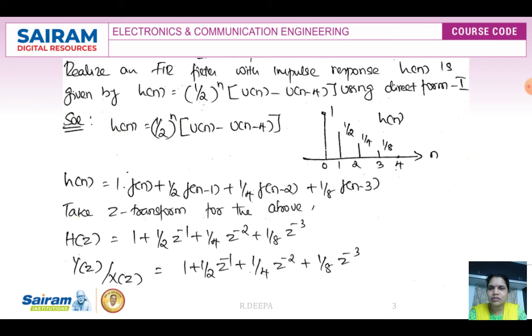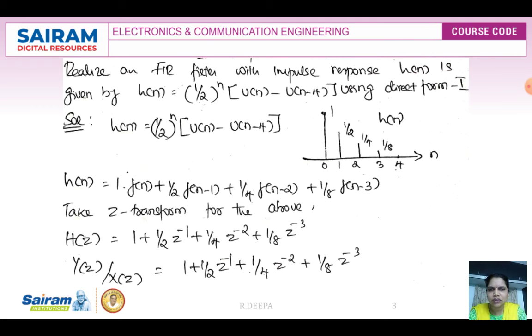So the solution is, first take down the given h of n. It is 1 by 2 power of n, u of n minus u of n minus 4. Let us draw this h of n first. u of n minus u of n minus 4 will be 1 from n is equal to 0 to n is equal to 3. Remaining all, it is going to be 0. Then I need to multiply with 1 by 2 power of that corresponding value of n. So if I substitute different values of n as n is equal to 0, 1, 2, 3, I will be getting a graph which is shown there. So this is my h of n.